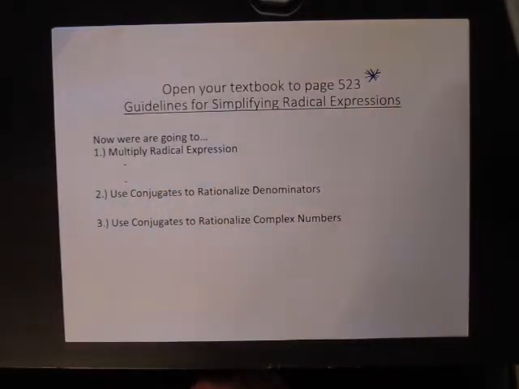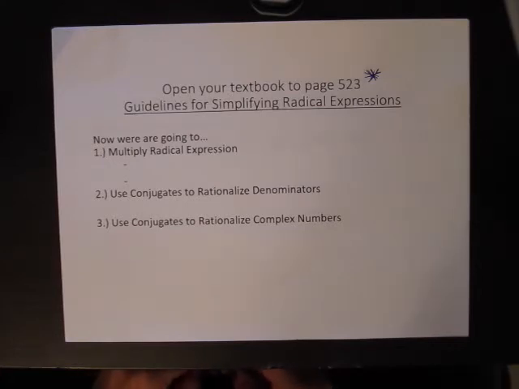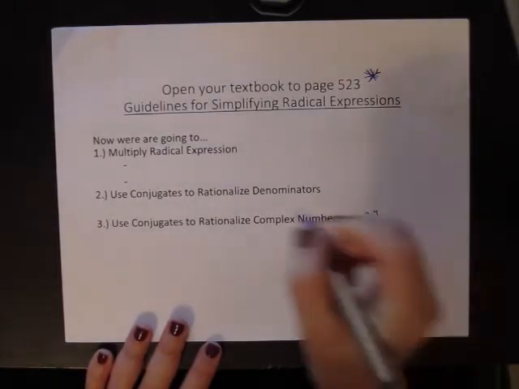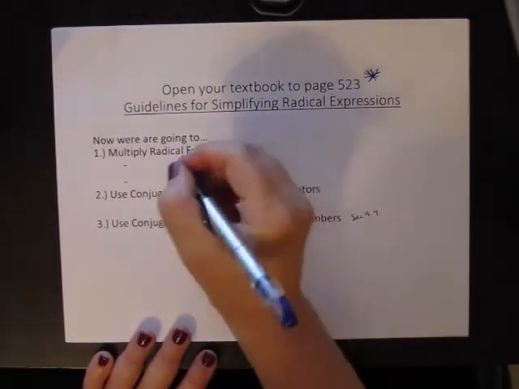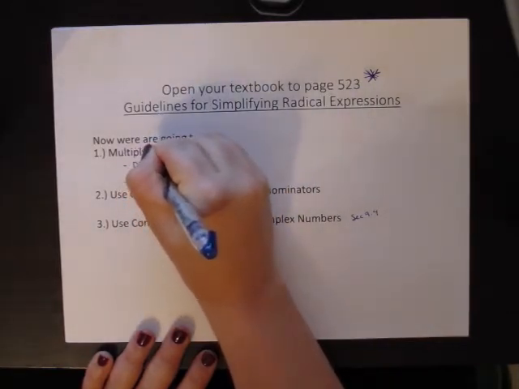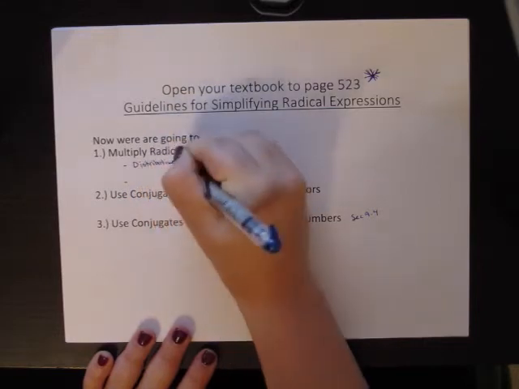Now we're going to multiply radical expressions, use conjugates to rationalize denominators, and use conjugates to rationalize complex numbers. So this is where it's going to be, this section 9.4. So when we're multiplying radical expressions, we're first going to use the distributive property.